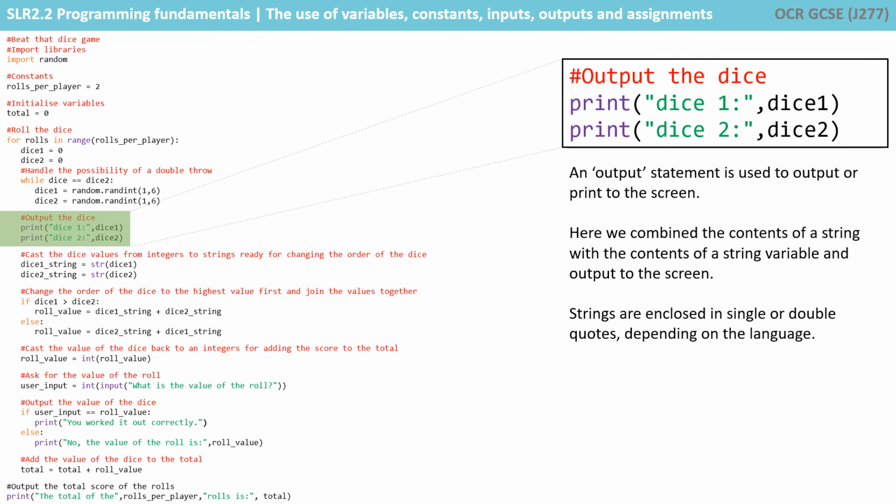The next thing to cover here is outputting, another quite common thing to do in programs. We gather input, we process that input in some way, but typically we also need to report the output to the user so they know what's going on. An output statement is used to print to the screen in Python. Here we've combined the contents of a string, dice1 colon or dice2 colon, with the contents of a variable, dice1 or dice2. You'll notice that strings are enclosed in single or double quotes, and this depends on the language.